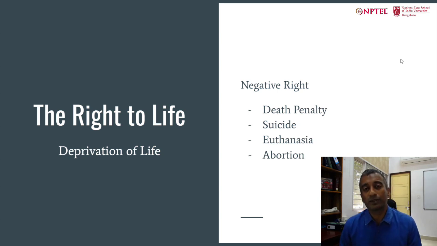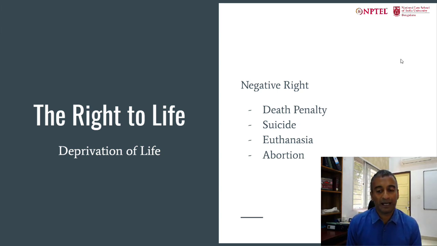When we treat the right to life as being a negative right, that is a right against deprivation, we can focus on 4 types of problems that might arise before a court. The first is the death penalty. The death penalty, as all of you know, is a case where the state decides to take away somebody's life for the commission of a crime. The second is suicides. Here, a private person may decide to take away their life, but somebody may assist them. So these kinds of cases have come before the court.